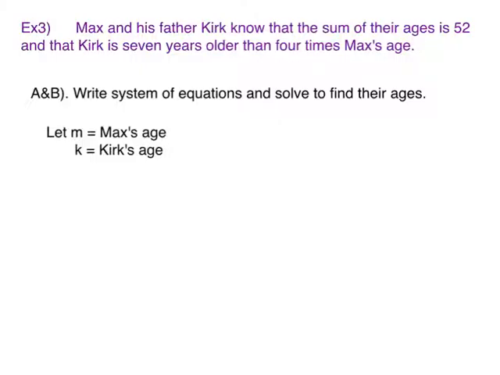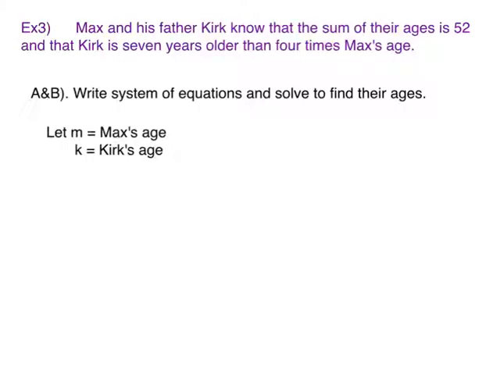All right, now we have a few word problems. I'm not going to go over all of them, but we're going to go over parts here. We're going to start with exercise 3, and it basically says Max and his father Kirk are comparing their ages. And it shows that the sum of their ages is 52, and that Kirk is 7 years older than 4 times Max's age. All right, write a system of algebraic equations, and they also want you to solve for their ages, okay? They tell you in part A to let Max's age be represented by M, and Kirk's age be represented by K.